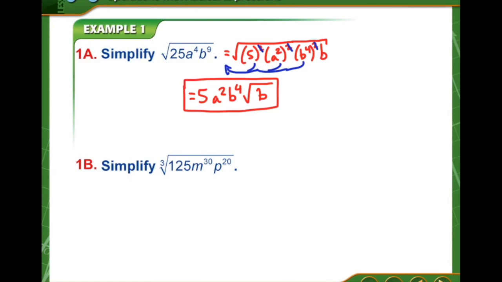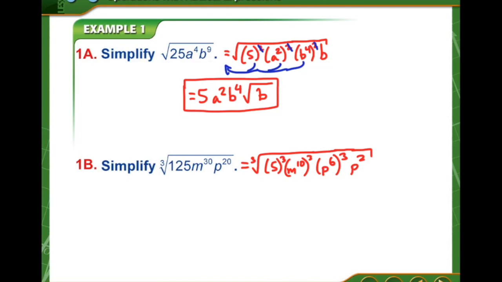Same process for the next one, but now we have a cube root, and 125 is the same thing as 5 cubed. So conveniently, we can change 125 to 5 cubed. m to the 30th is m to the 10th cubed. And we're going to do the same thing to p here that we did to b earlier. p to the 6th cubed. So 6 times 3 is 18, which means we still have 2 p's left over. So p squared will remain inside of our cube root.